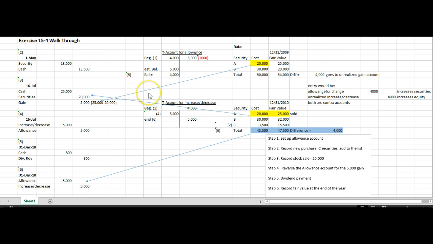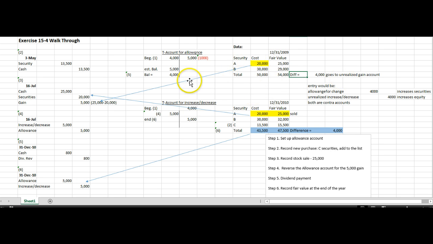The easiest way to set this up, because these are securities available for sale, is I did it in steps 1 through 6. The first thing you have to do is set up the allowance account, because you have them at cost here, and you've got a fair value here. You've got a difference of $4,000, so you have to set this account up.